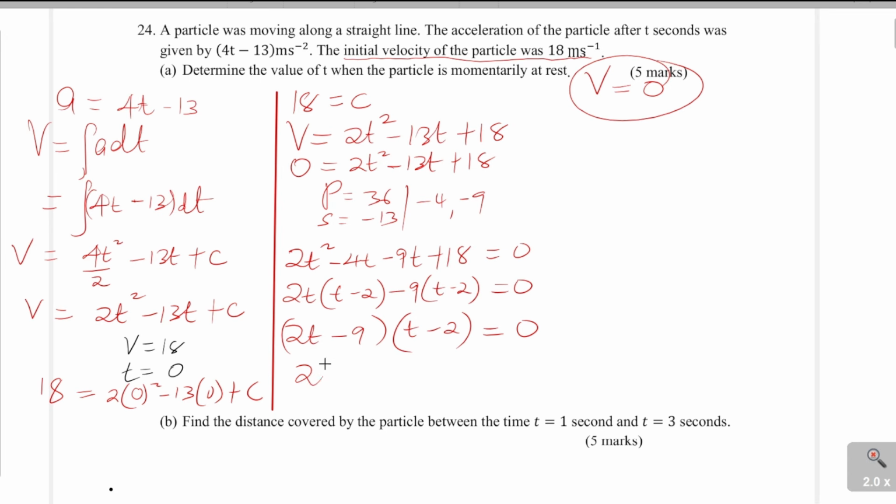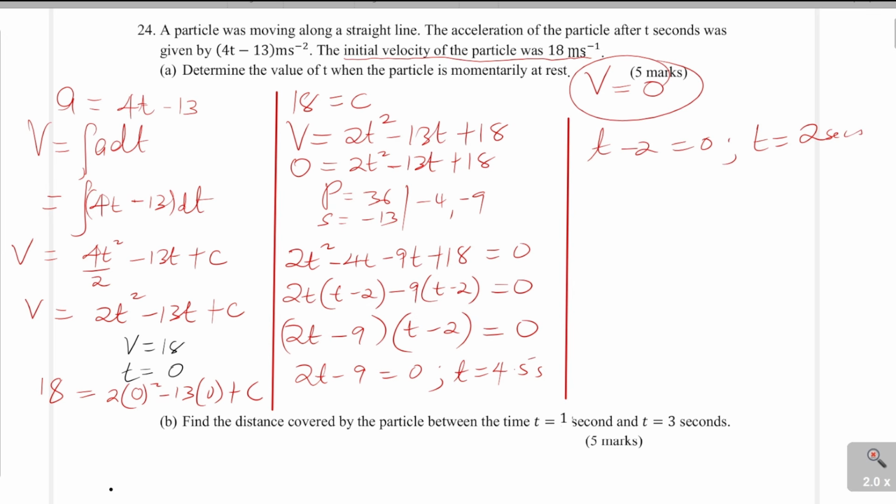So therefore 2t minus 9 is equal to 0, and here you'll get t is equal to 9 over 2, which is 4.5 seconds. And the other value will be t minus 2 is equal to 0, so t is equal to 2 seconds. So now we have the two values of t when the particle is momentarily at rest: 4.5 and 2 seconds.